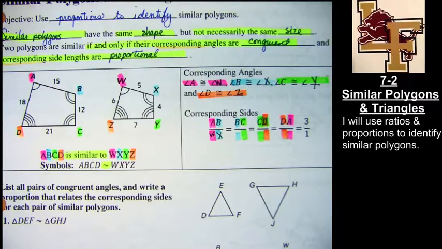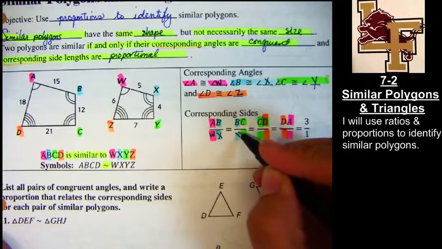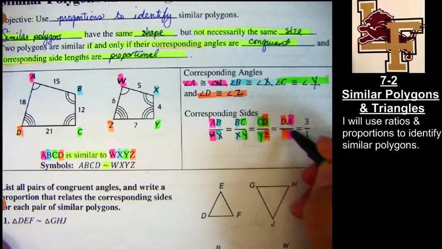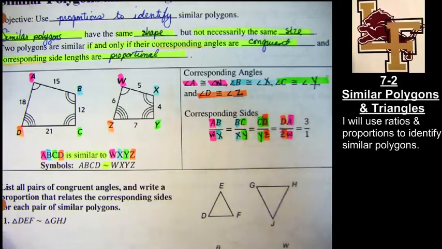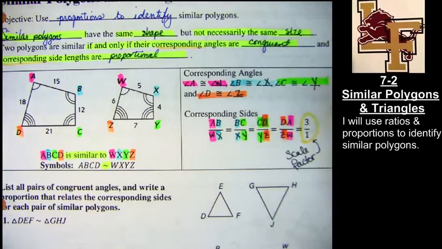All right? So what would I write here? And here? And here? Perfect. This is called the scale factor. And it's what you would need to multiply to one of the shapes in order to get the other one.